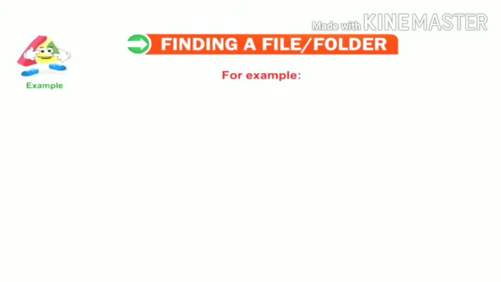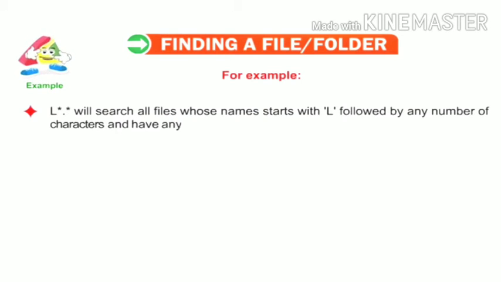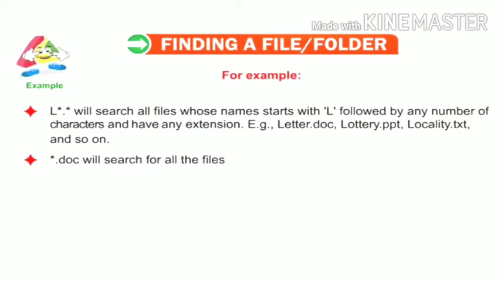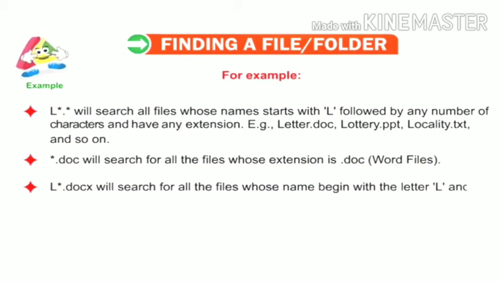Let's take an example. L star dot star will search all files whose names start with L followed by any number of characters and have any extension. Example, letter.doc, lottery.ppt, locality.txt, and so on. Star dot doc will search for all the files whose extension is .doc, Word files. L star dot docx will search for all the files whose names begin with the letter L and have the extension .docx.